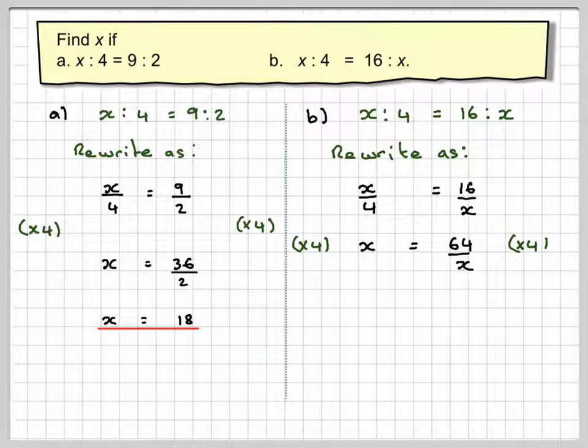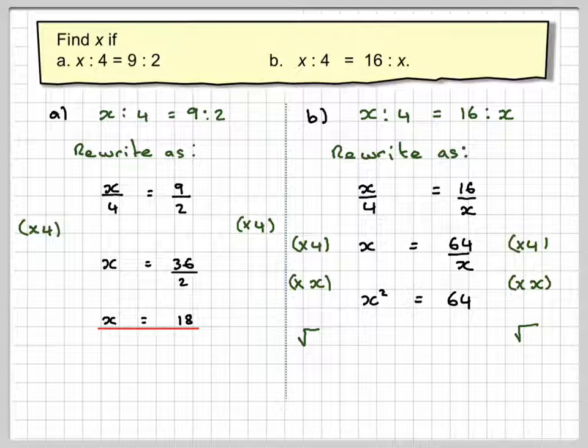And then because I don't want to divide by x, the opposite is to multiply by x. Now, when you do x times x, that becomes x squared. Be careful not to write down 2x. So this will become x squared is equal to 64. Now, what is the opposite of squaring? The opposite of squaring is to take the square root of both sides. So the square root of x squared is x, and the square root of 64 is 8.